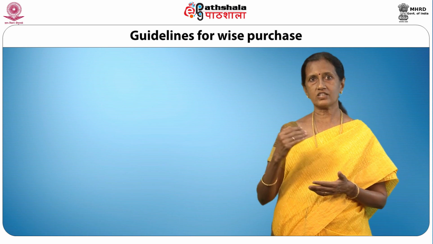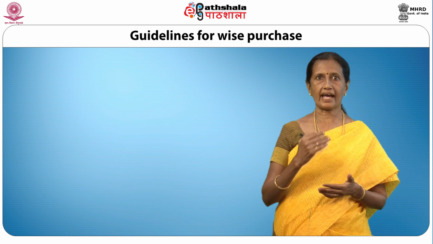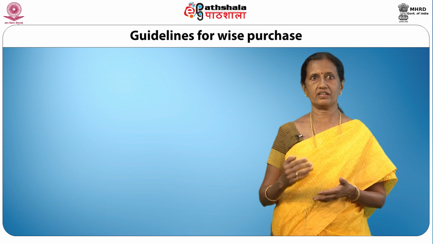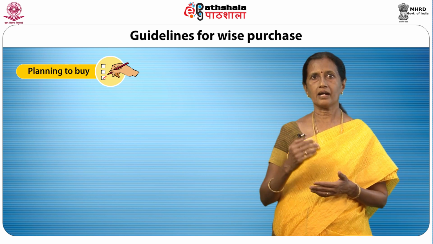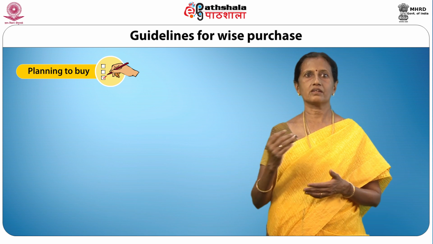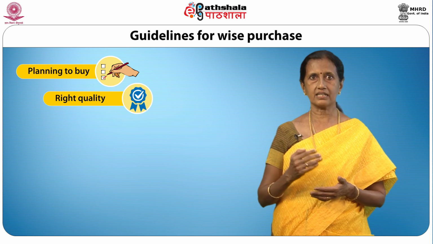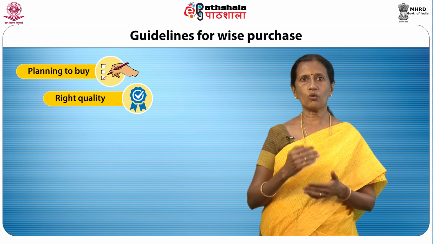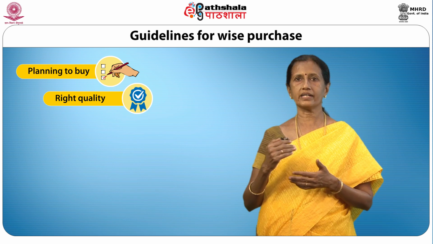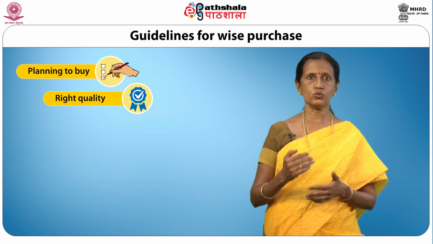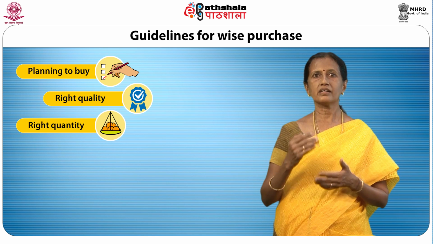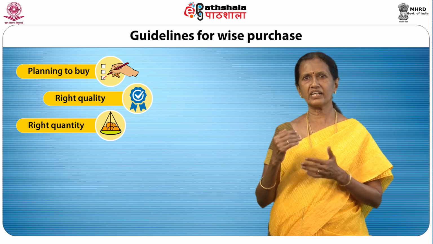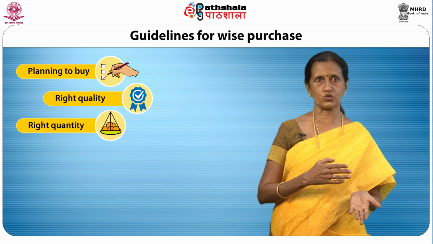Guidelines for wise purchase. Homemakers can observe the following few guidelines while purchasing. Planning to buy: planning their purchase. Right quality: the items to be purchased should be judged according to the desired quality in relation to its use. Right quantity: consumers should make their purchase according to the needs and duration of use.